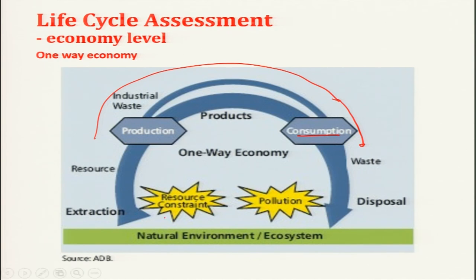So the resource constraint is there. The resource always comes from the natural environment or ecosystem. This is a one way economy. It always comes from here. And the final disposal is here, where a lot of pollution happens. So these were the two major drawbacks of a one way economy when we didn't recycle or reuse anything.